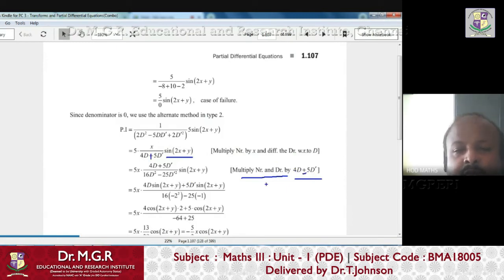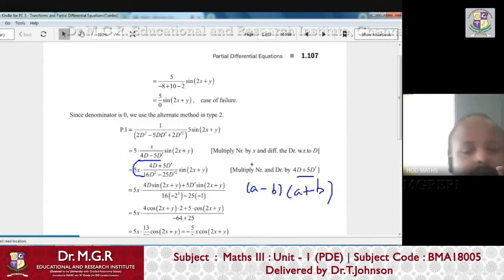If you multiply and divide, then you will get 4d minus 5dd dash and 4d plus 5dd dash, both terms in the denominator. This is in the form of a minus b into a plus b in the denominator. Everybody knows what is a plus b into a minus b.